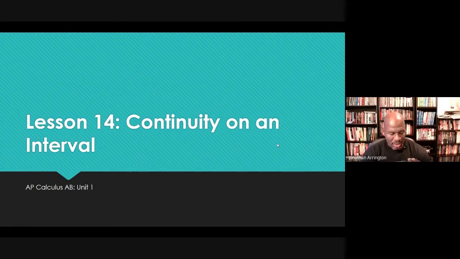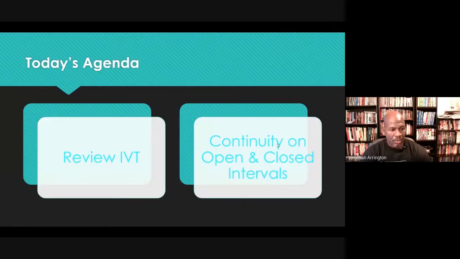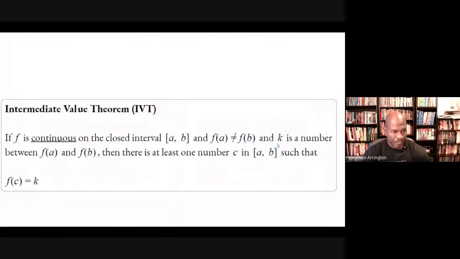So let's look at the agenda for today. We're first going to begin by reviewing IVT. So I want to go over IVT. There were a couple of questions on yesterday's AP classroom assignment that I saw people missed, and they were IVT problems. So I want to review that, look at a problem like that. And then after we review IVT, we're going to talk about continuity on an open interval and continuity on a closed interval. So let's first revisit the definition of the intermediate value theorem.